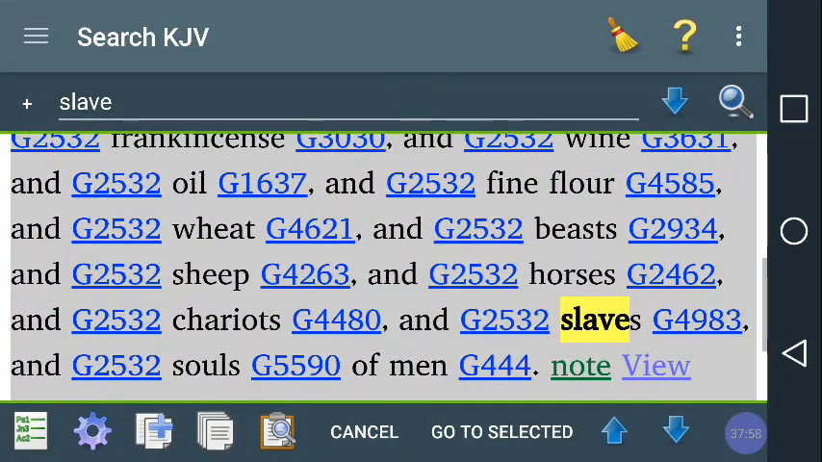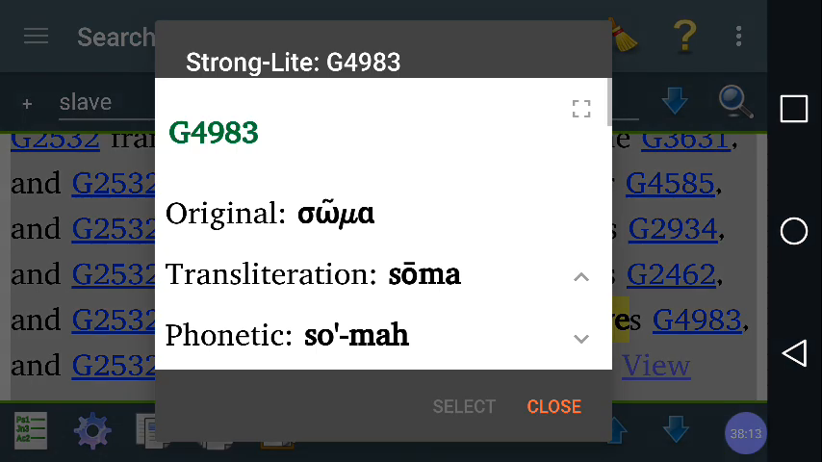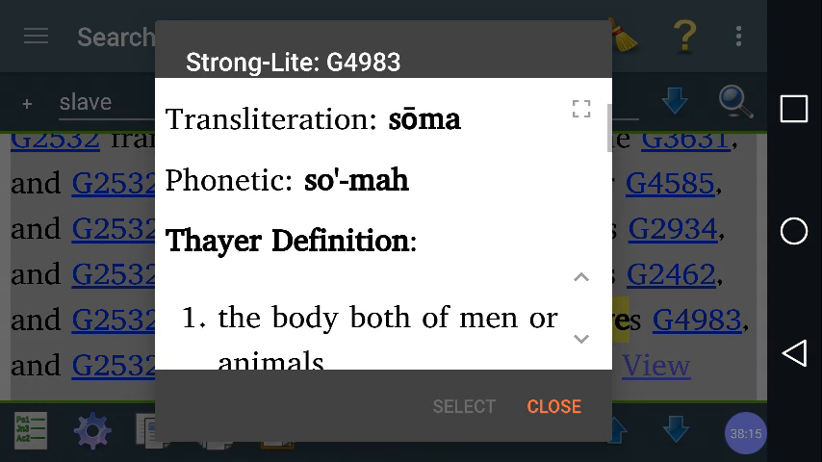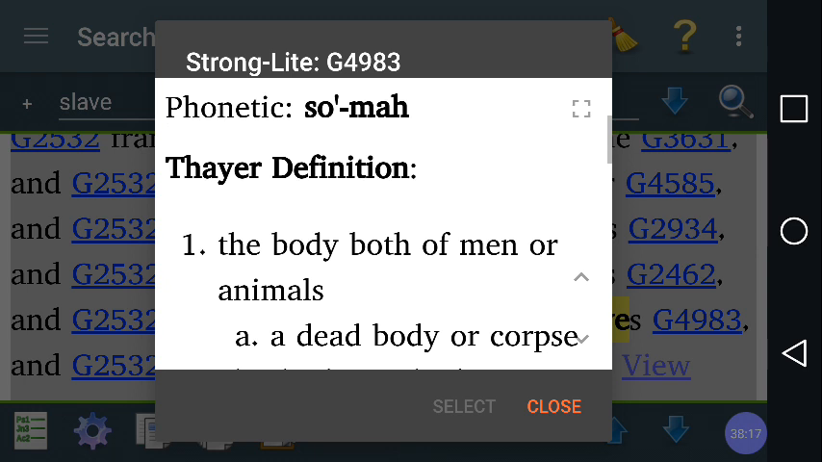at the end of the verse where it says, "and slaves and souls of men," is a mistranslation. It should read, and we just showed you the Greek word. You see the G4983? We clicked on it. G4983 is the Greek word soma. And we can go other places in the New Testament, since this is the Greek, the Koine Greek.